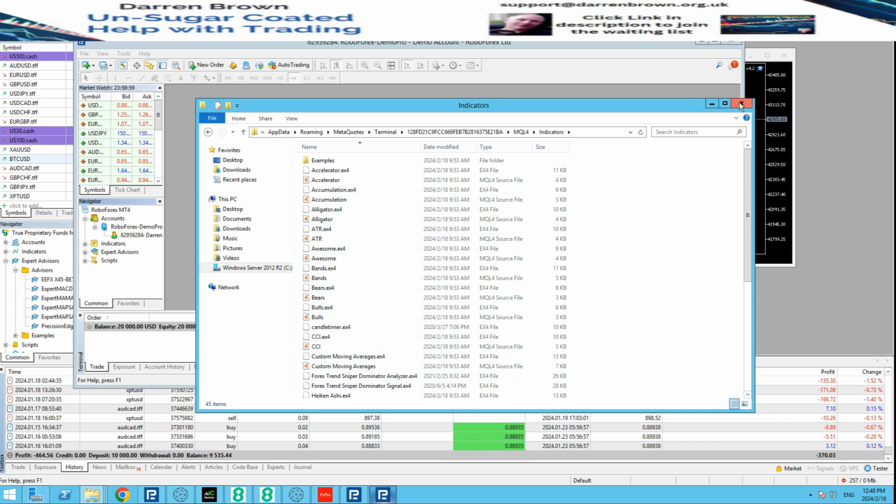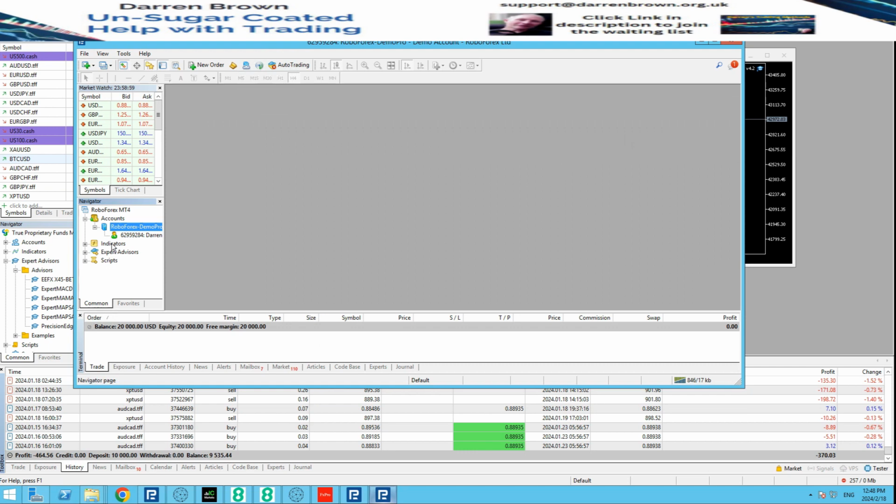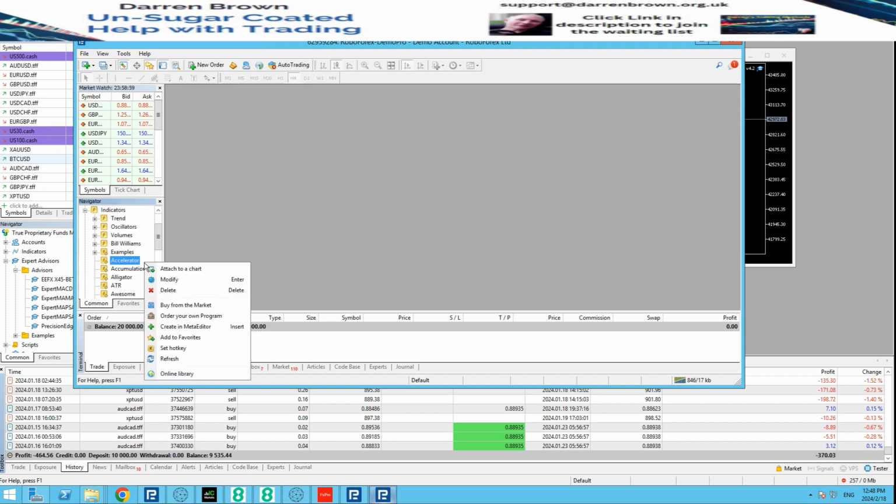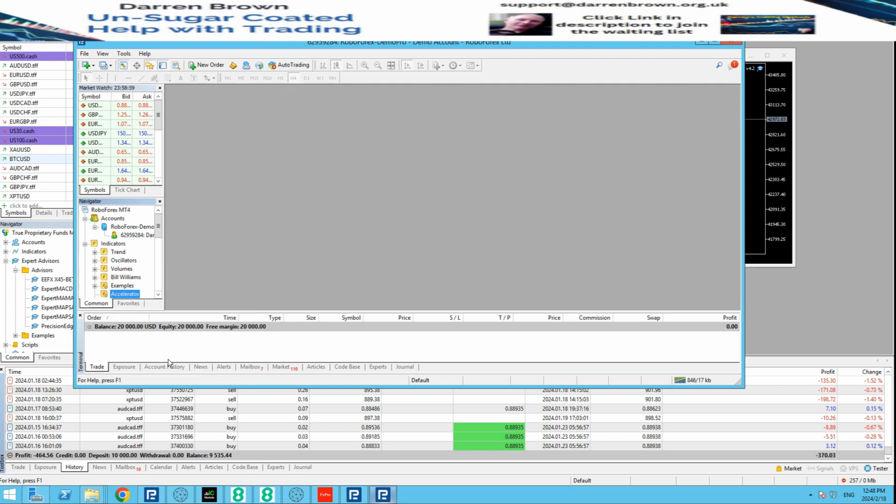Okay, so we've done that, so we're going to close this down. Now if we go to the indicator list, what we need to do is right mouse click in the navigator window. So we open this, right mouse click in the navigator window, and then hit refresh. You'll see now that it's added in the Forex Sniper Analyzer and the Dominator signal, and the candle timer. All that has been added in now, which is what we require for the template to work correctly.